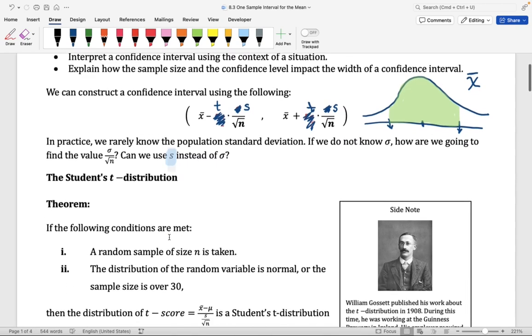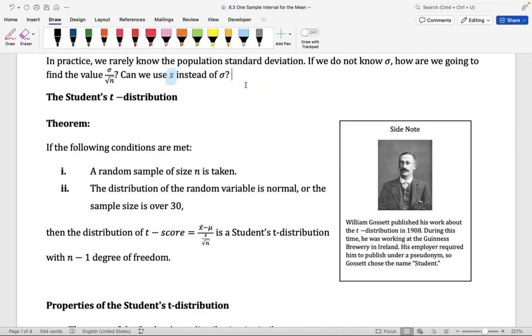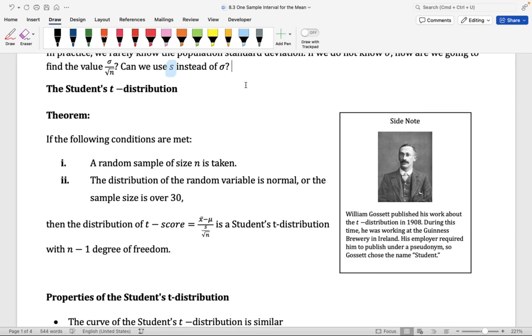So now, let me introduce you to the t-distribution. This is also known as the student's t-distribution. This distribution was discovered by William Gossett. At the time William Gossett published this idea about the t-distribution, he was working under an employer. His employer required him to use a pseudonym, and so he chose the name student. That is why the distribution is known as the student's t-distribution.